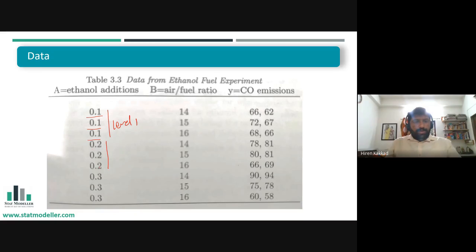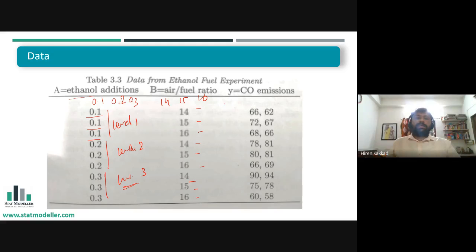This 0.2, 0.2, and 0.2, that is level 2. This is, let's say, level 3. So ethanol is at 3 levels: 0.1, 0.2, and 0.3. Now this B, that is the air to fuel ratio, is also available at 3 levels: 14, 15, and 16. So 14, 15, 16, 14, 15, 16, 14, 15, 16. Likewise it is available.